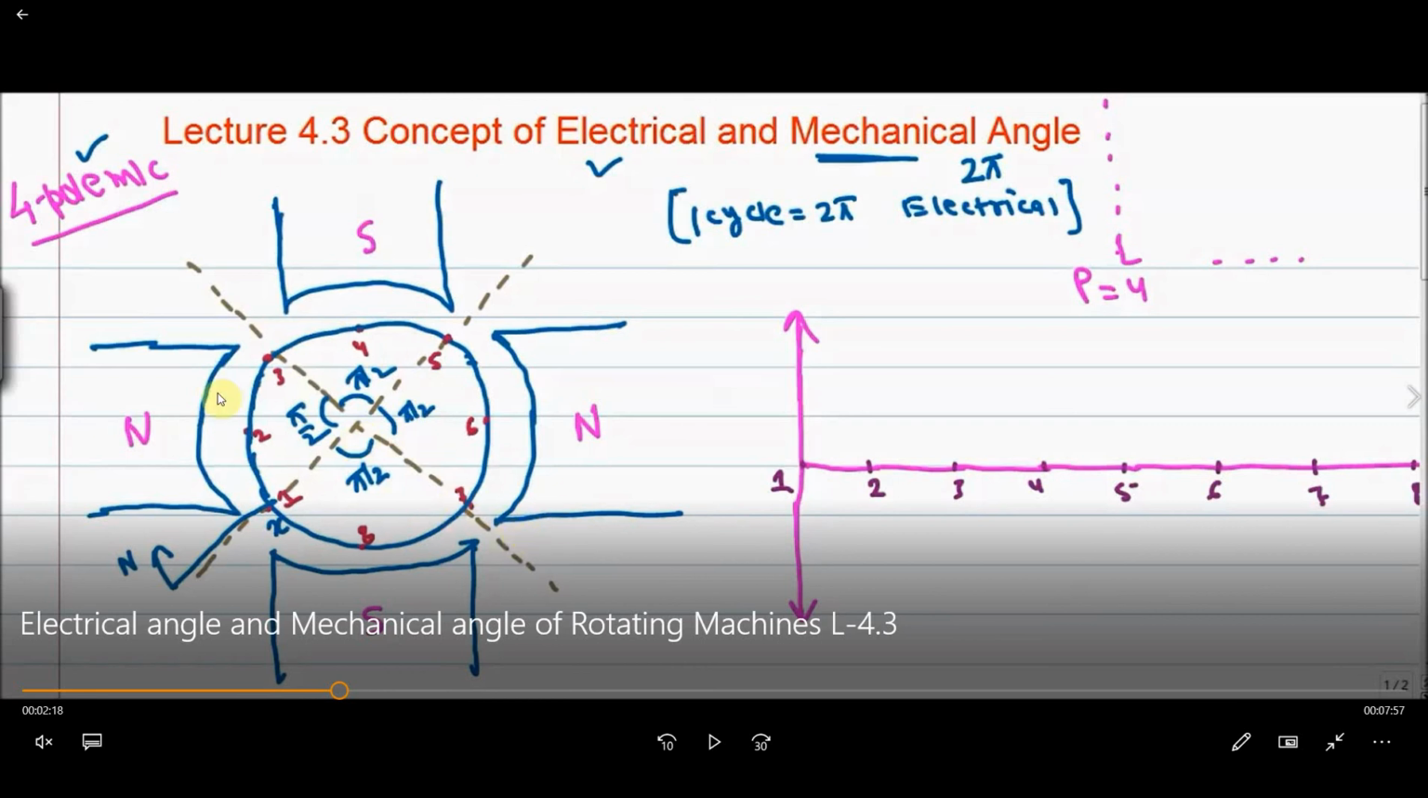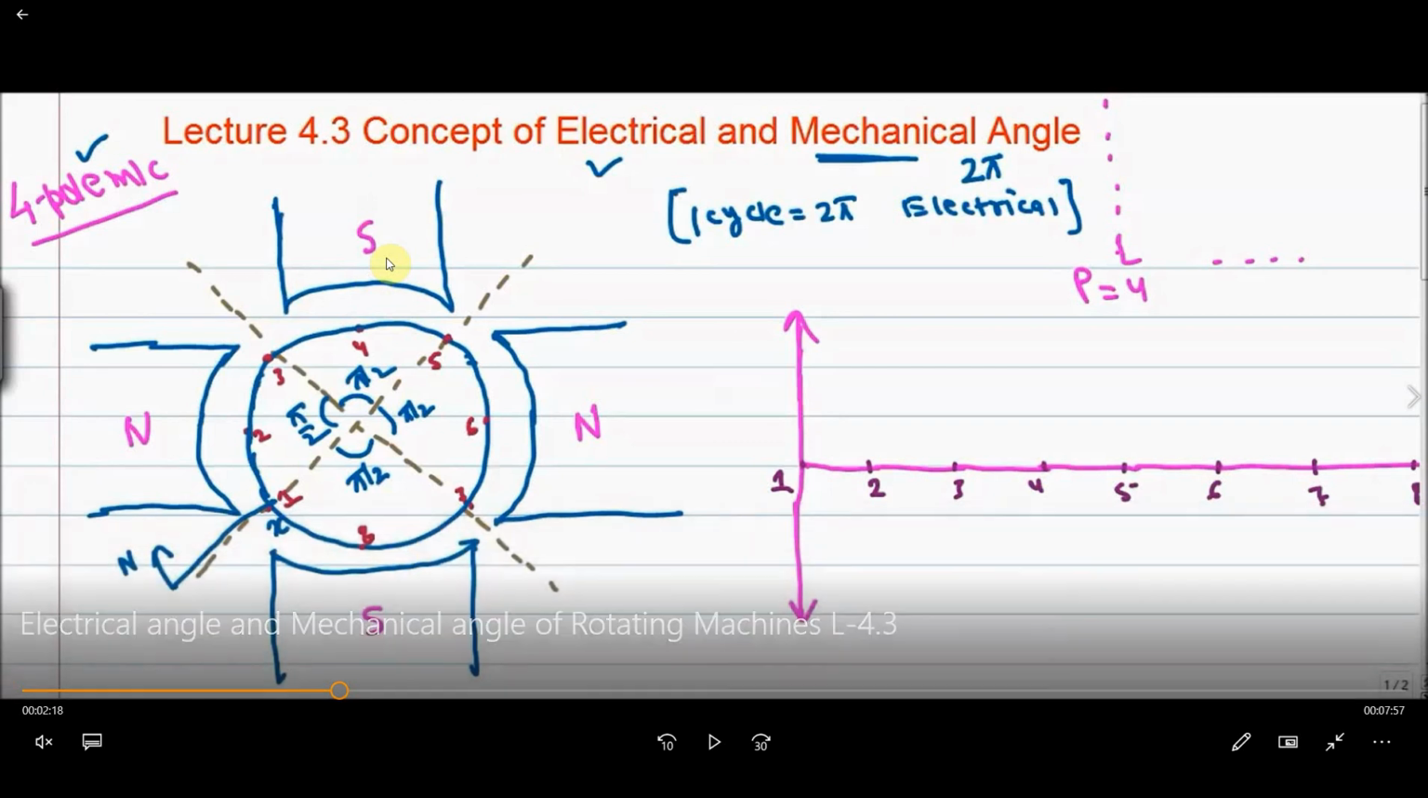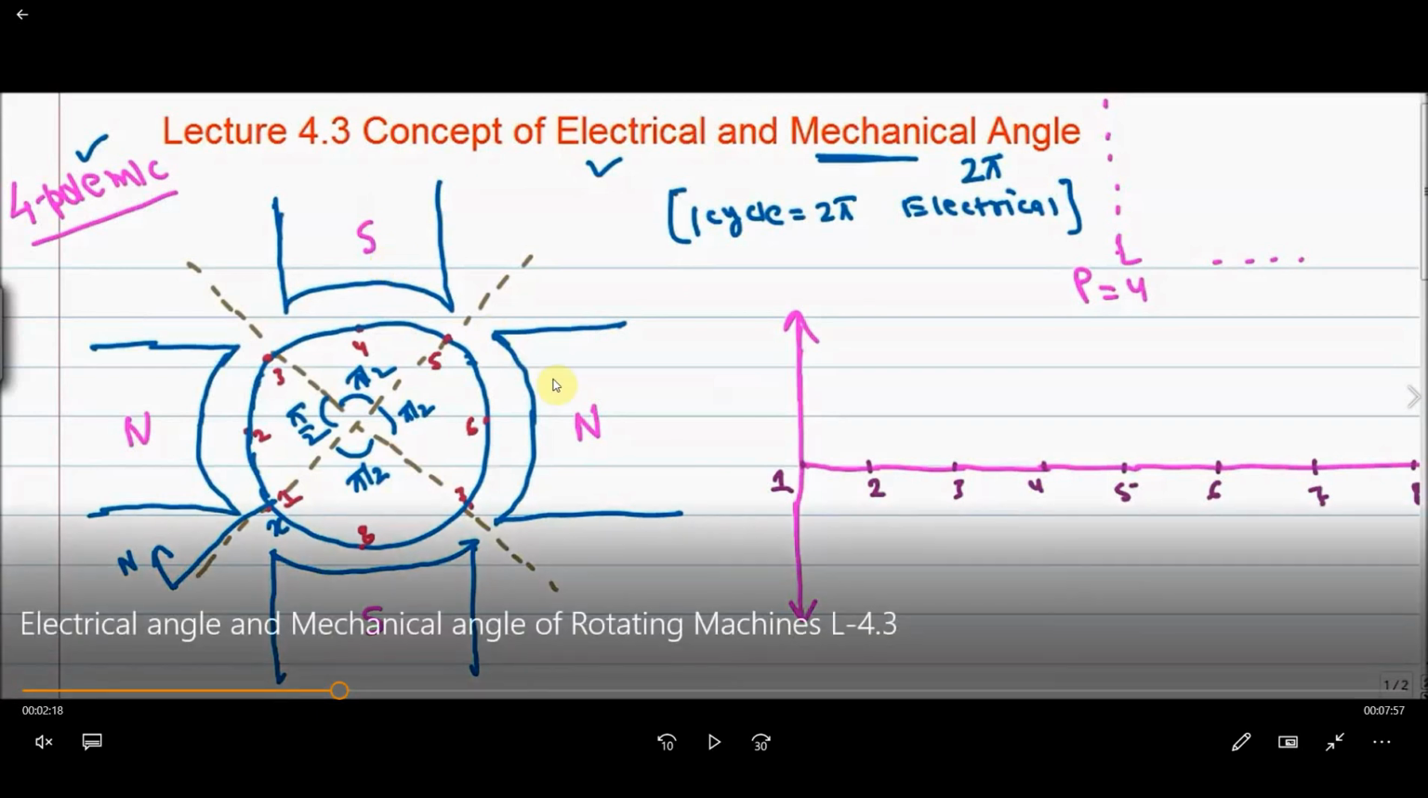Now if this is a stator, that means this total periphery is how much? 360 degrees. This total periphery is 360 degrees. Now here there are 4 poles. As the concept is, if there is one pole, suppose a north pole is there and a south pole is there, this one is a north pole, this one is a south pole.